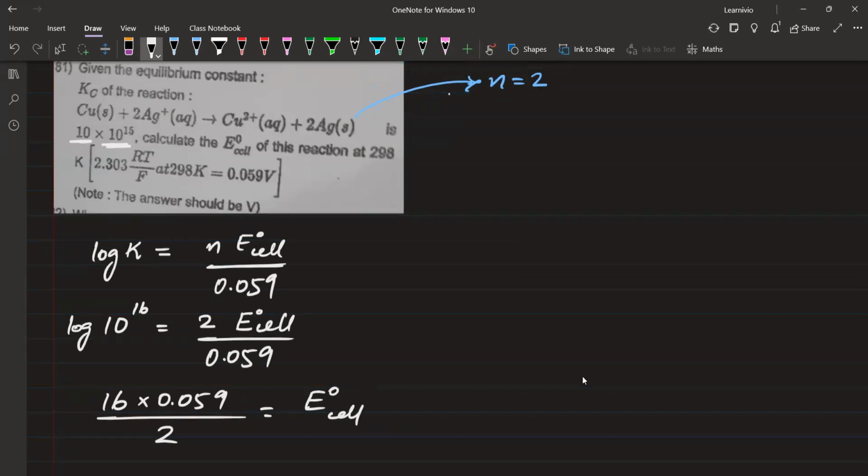8 into 0.059 will basically become this, right? Copy this down. Seemingly how difficult the question was, isn't it? Where Kc, where 0.059, where E naught, right? But see how simple it is. Because you will have many questions like this in chemistry where seemingly it will be very hard, but once you do it, it will be very easy.